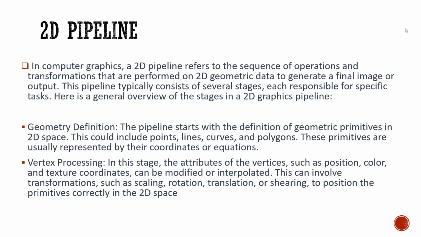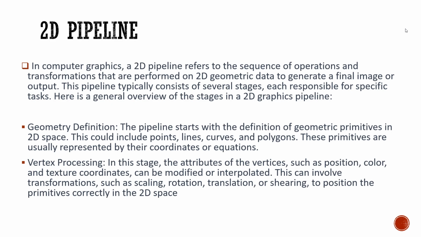Geometry definition. The pipeline starts with the definition of geometric primitives in 2D space. This could include points, lines, curves, and polygons. These primitives are usually represented by their coordinates or equations.